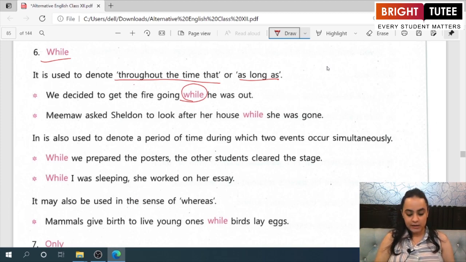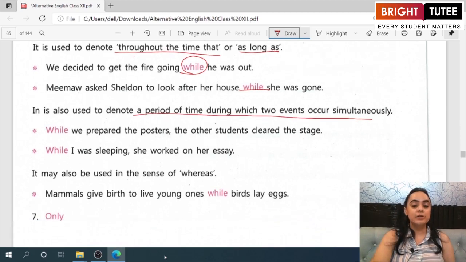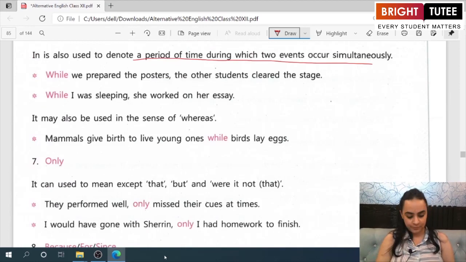Mima asked Sheldon to look after her house while she was gone. So as long as, or throughout the time that he was gone, Mima asked Sheldon to look after his house. It is also used to denote a period of time when two events occur simultaneously, together.